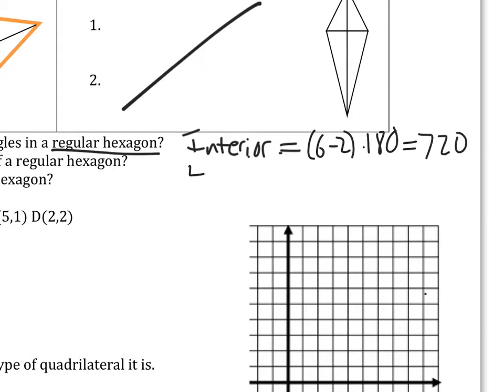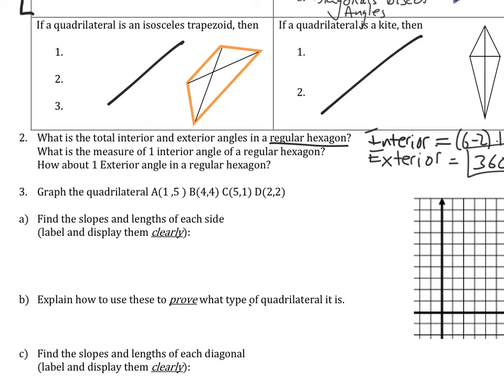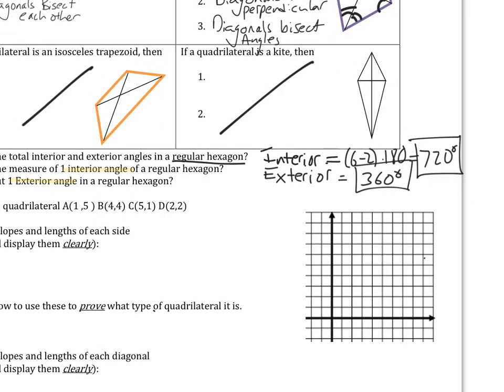The exterior total is always going to be 360, okay? That's true for any polygon, all right? So there's our totals. Now the next part of the question says, what if we have one interior angle, all right? How do we find one of them? Well, we know it's a hexagon, and so we've got to divide by 6 sides. So we're going to take our interior here, and we're going to divide that by 6, all right? And we get one angle is 120.